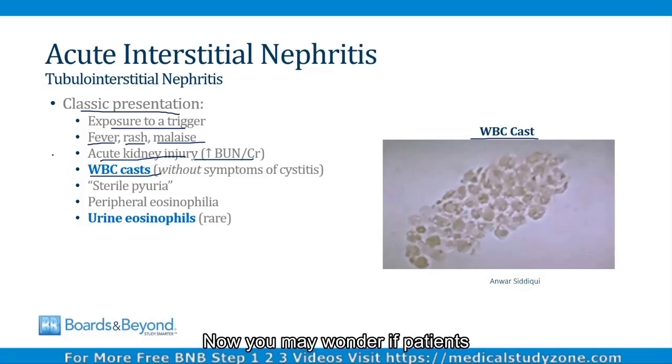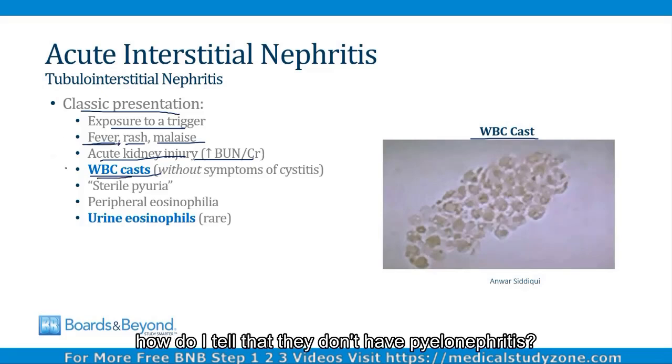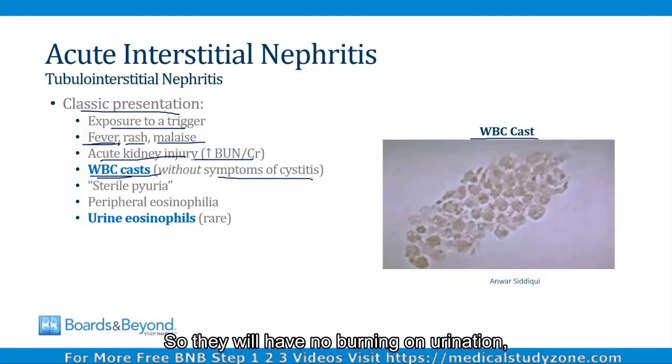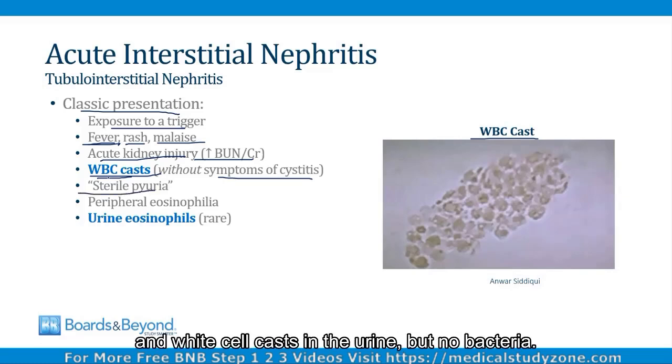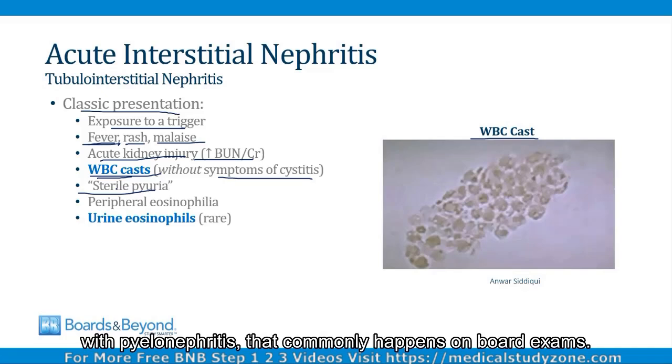Now, you may wonder if patients with acute interstitial nephritis have fever and white blood cell casts, how do I tell that they don't have pyelonephritis? Well, the way you can tell is because they'll have no symptoms of cystitis, so they will have no burning on urination, no frequency, no dysuria. And when you examine the urine, you will not find any bacteria. This is called sterile pyuria, meaning you have white cells and white cell casts in the urine, but no bacteria. Make sure you don't confuse this disorder with pyelonephritis that commonly happens on board exams.